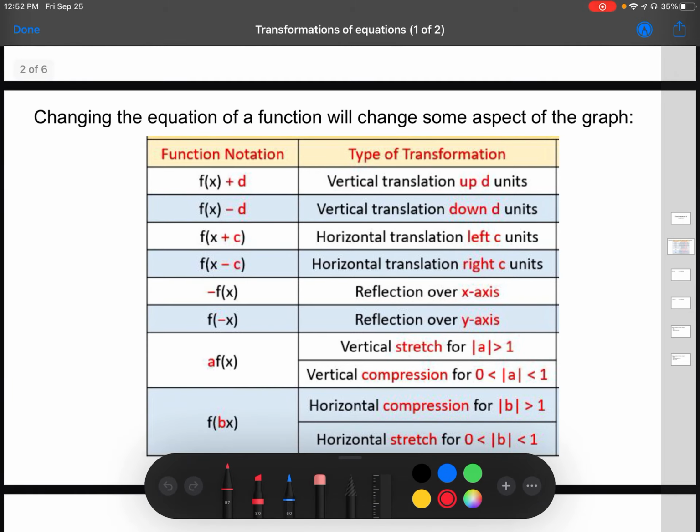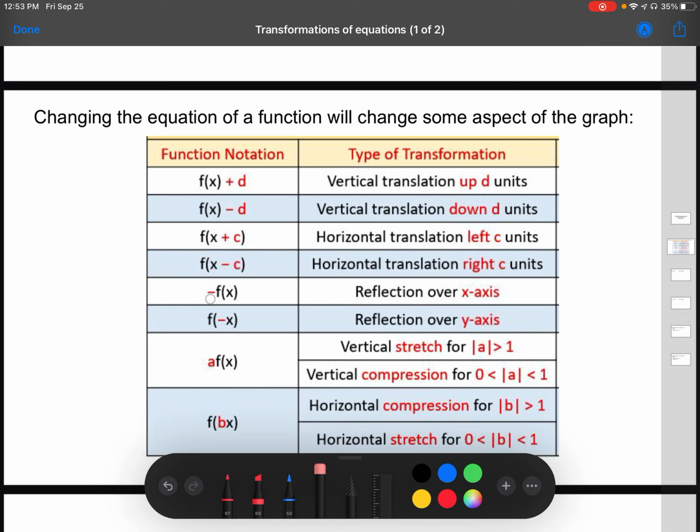What we see here is that when you change the equation, different things happen. If you add a number to the end, see how it's outside of the parentheses? If you add outside the parentheses, it's going to go up. If you subtract, it's going to go down. If you put it in the parentheses, adding in the parentheses goes left. Subtracting in the parentheses will go to the right. So pay attention to if it's in the parentheses or out of the parentheses.